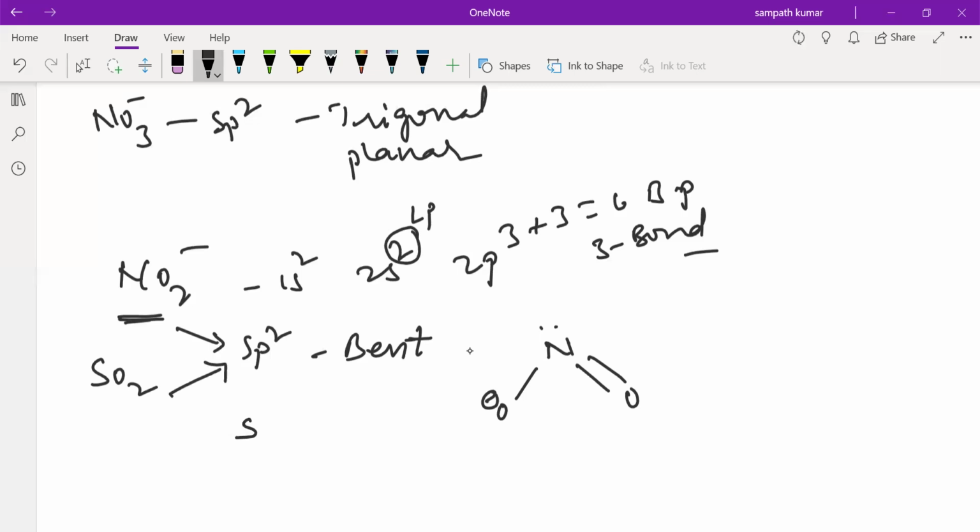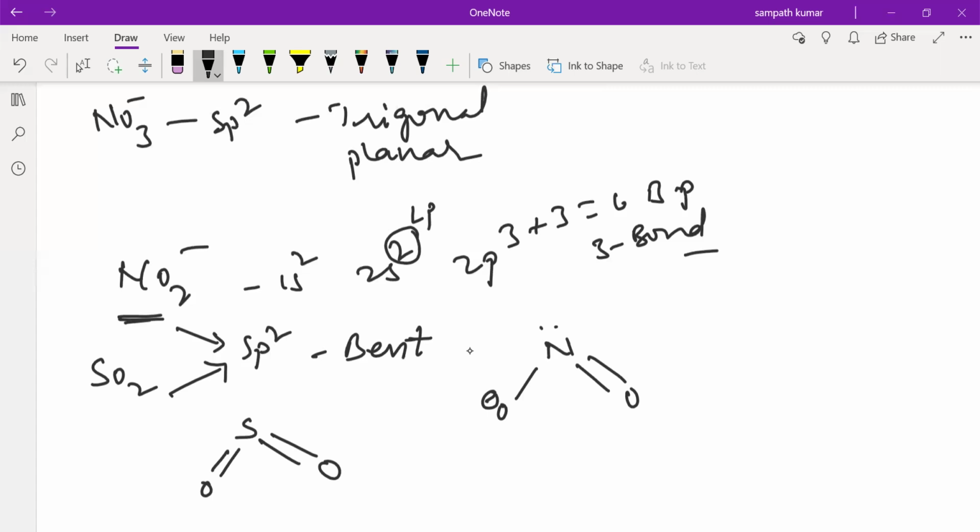As like this, double bond O, double bond O. Here the nitrogen also has a lone pair of electrons, and the repulsion with the bond pairs gives the bent structure. But in sulfur dioxide also there is a bent structure. Why?